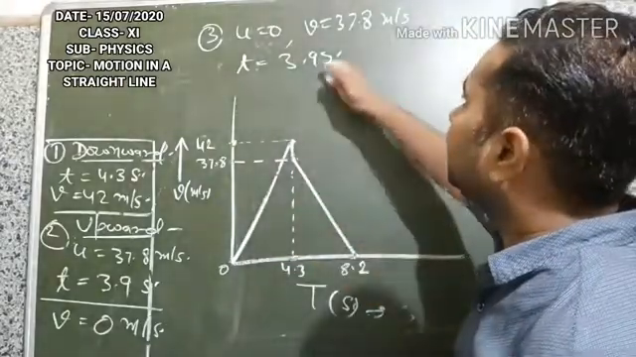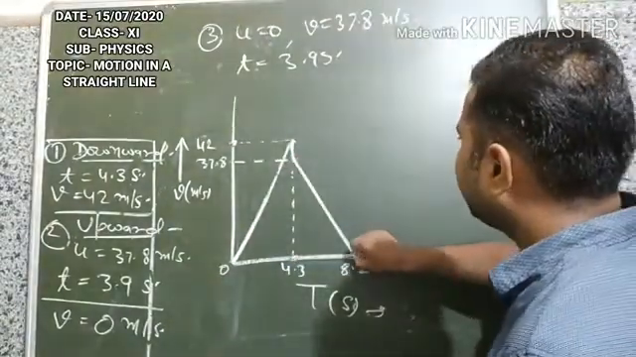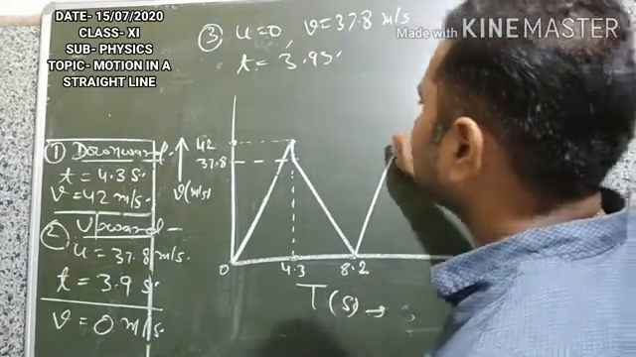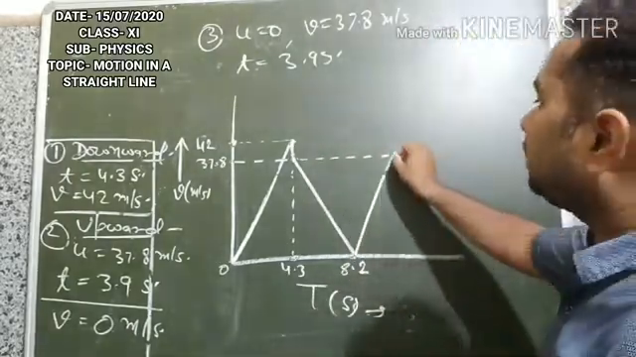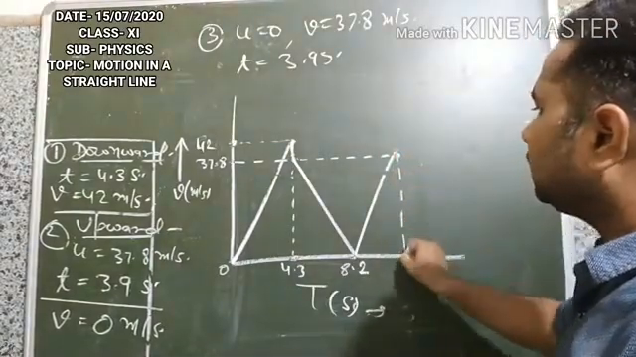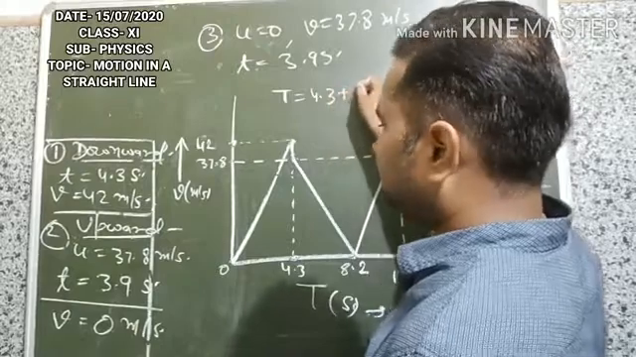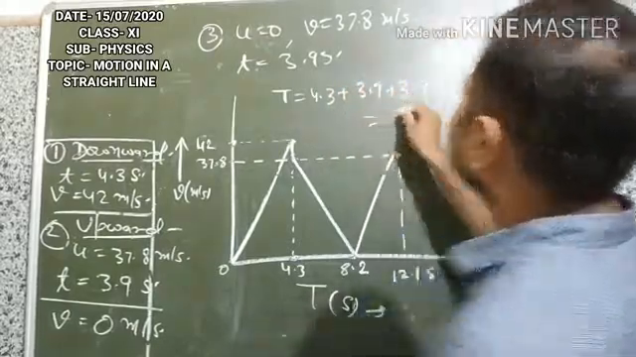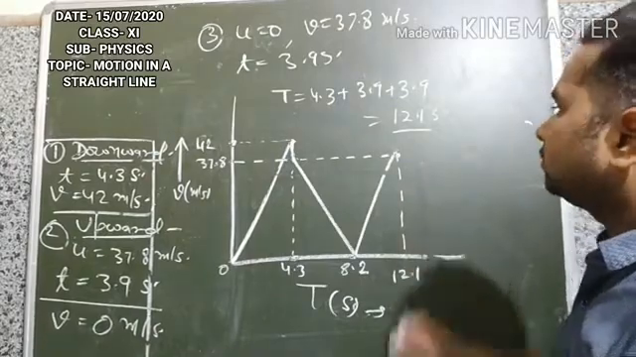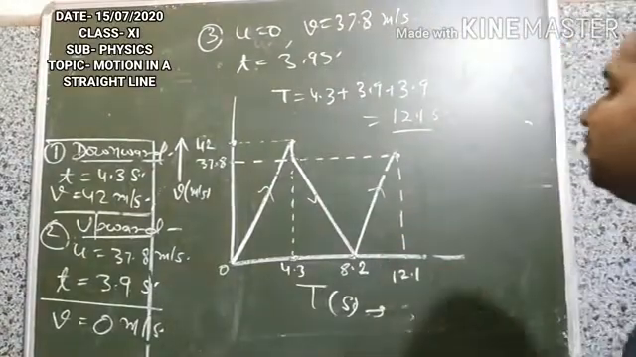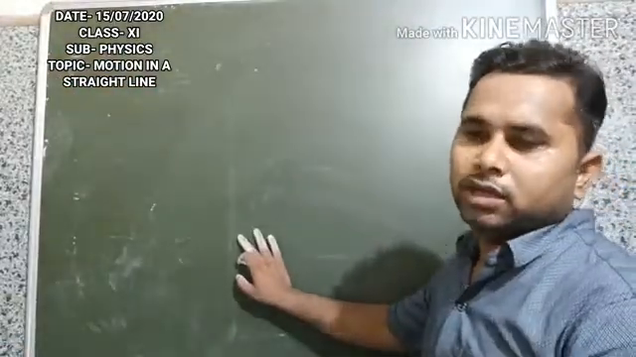Now in the third part again, how was the third part? Downward again, downward means accelerated motion. Again an accelerated motion graph is made, up to which velocity? The same velocity, 37.8. And how much time was taken? 3.9 seconds more. Total time: 4.3 plus 3.9 plus 3.9, that is 12.1 seconds. Okay, so 12.1. So this is the velocity-time graph for this part of the motion, from 0 to 12 seconds. Now see the next question, that is 3.18.